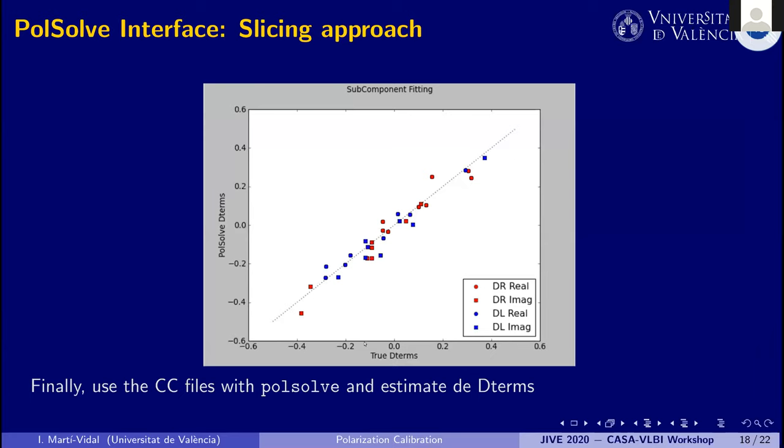This is the correlation between the true D-terms and the PolSolve D-terms obtained with this simulation. I remember it is 1 millimeter simulated data of a very rich polarization structure, so the correlation is not that bad. Notice that the D-terms that I have simulated are huge, of the order of 40%. That's too much; you normally find D-terms of the order of 10%. I just went wild in order to test the code to the limit, and as you can see, even with a leakage of 40%, it handles it very well.